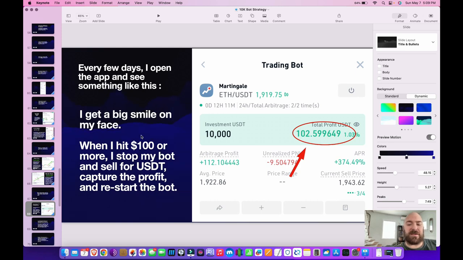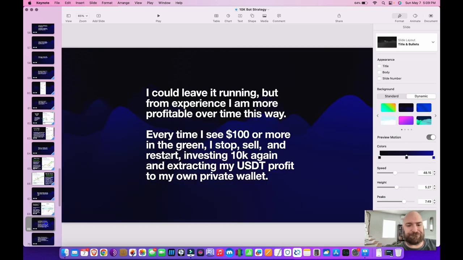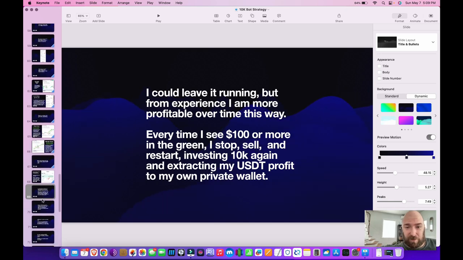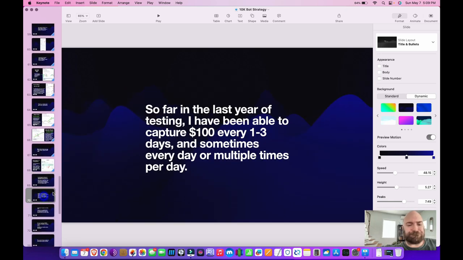So what I'm doing right now is literally the key to my strategy, which is nudging the bot by handling it manually, closing it out, capturing the profit, and starting the bot again. My little profit captures that I do every day, every few days, are literally the secret sauce and the difference between only making a few hundred a month or making the target that I wanted to make, which was 2,000. So from experience, I'm just more profitable over time doing it this way.